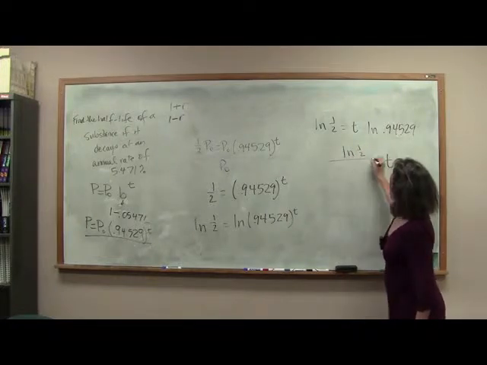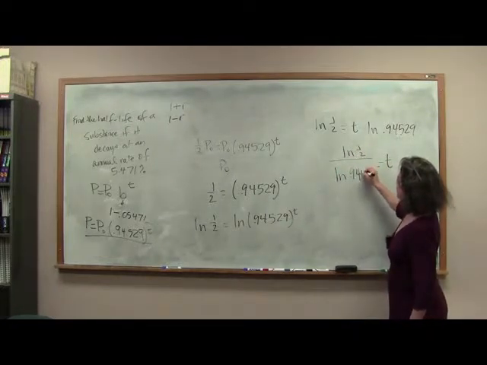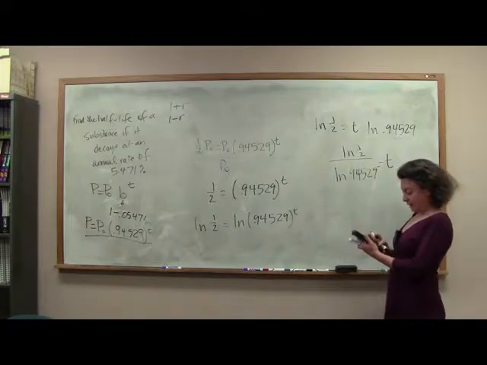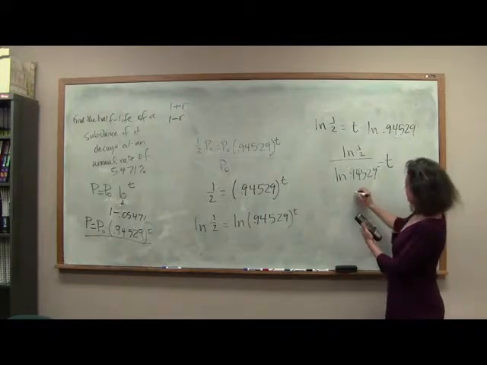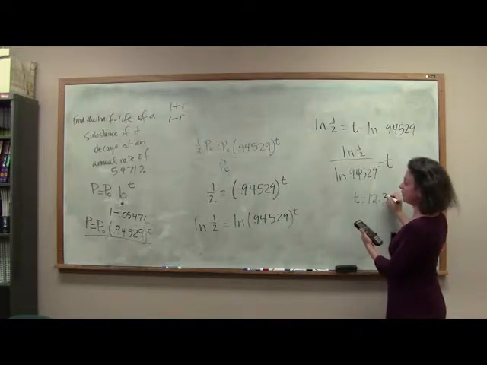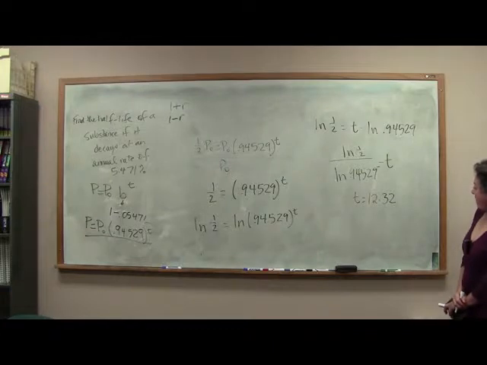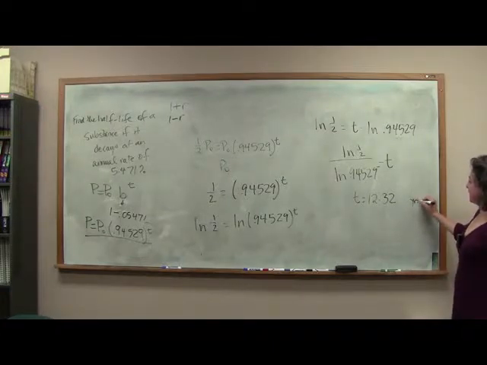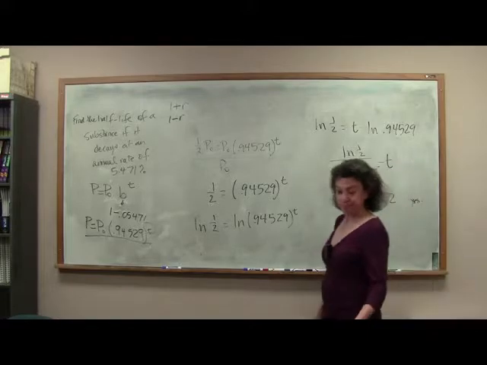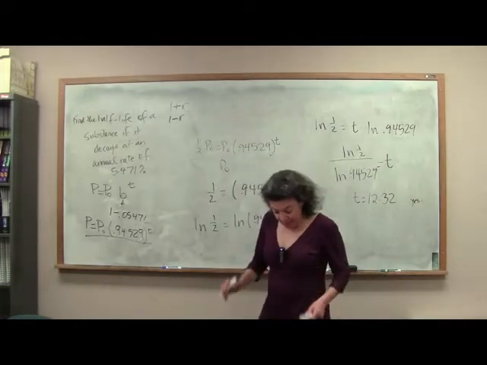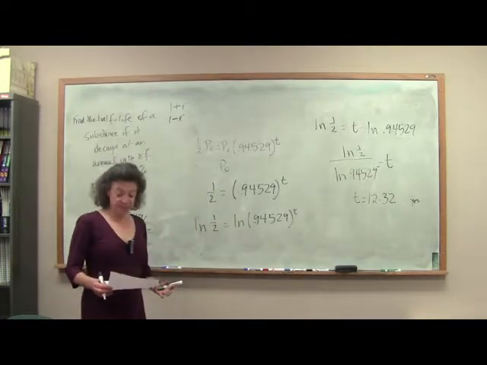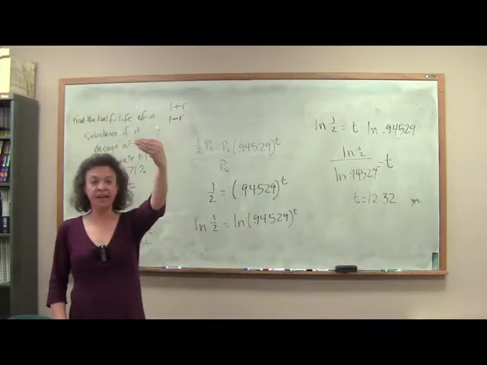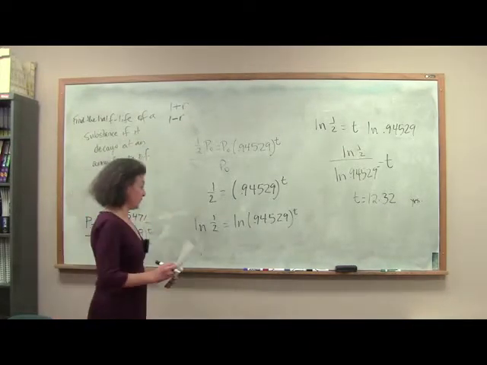So I have the natural log of 1/2 over the natural log of 0.94529. And again, not that we really care what the answer is, but we will compute it anyway. You're going to get t to be about 12.32. Okay, and since it's an annual, we'll say years. Okay, so what I want to emphasize again is the distinction between continuous growth and decay versus annual growth and decay.